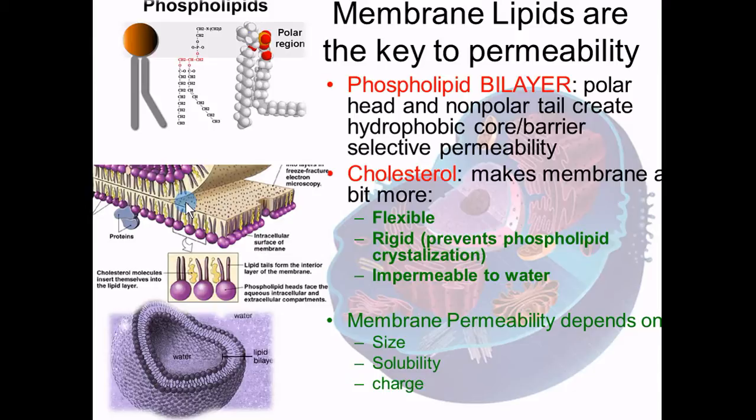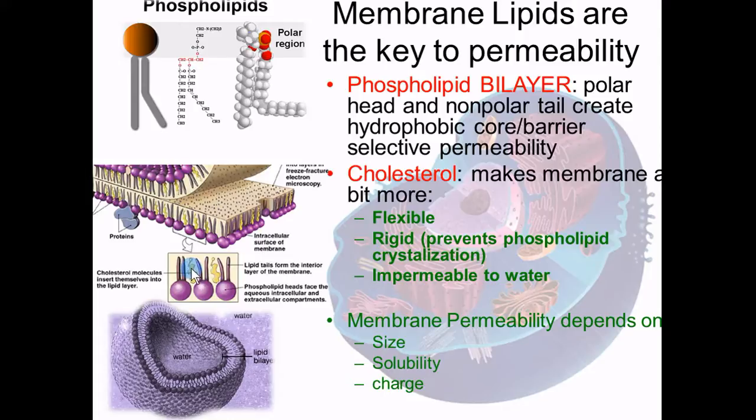The problem is we give it a bad rap because, you know, you can't have too much cholesterol in your diet because it causes heart disease. Well, you need to have cholesterol for a lot of reasons. And one is to help make this membrane around the outside of all of your cells, whether it's a neuron in your brain or a skin cell on the surface of your body. It needs the cholesterol and it needs the phospholipids.